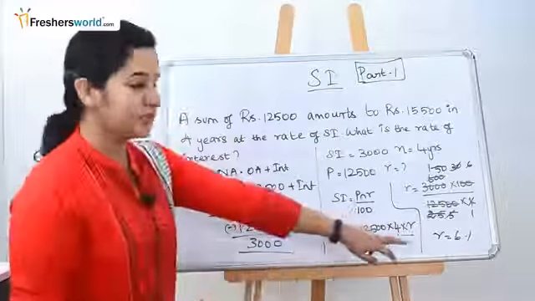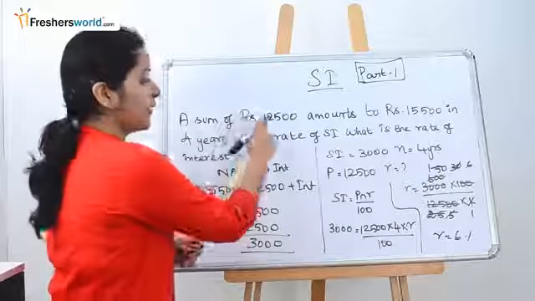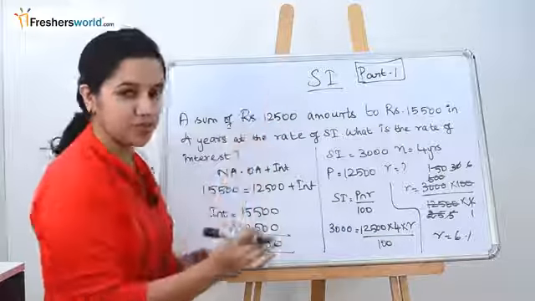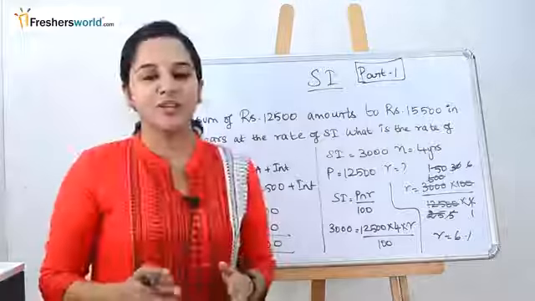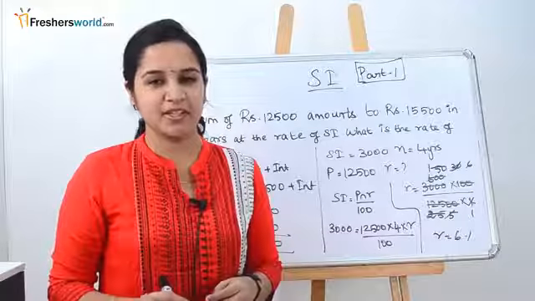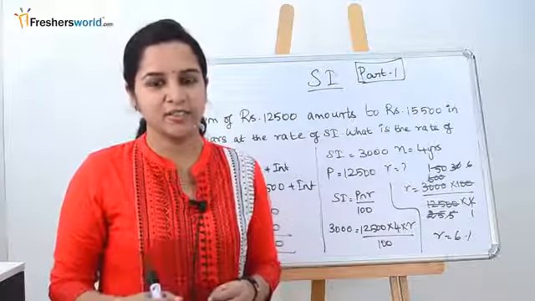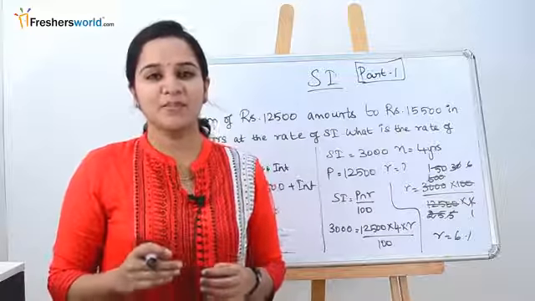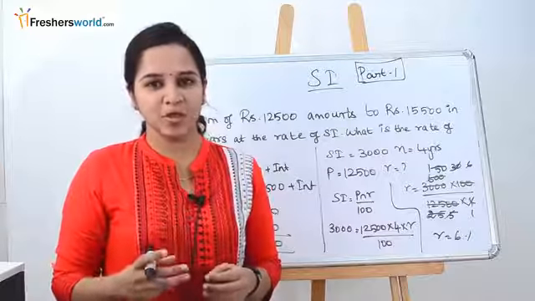So at the rate of 6%, the sum of 12,500 becomes 15,500 in 4 years. Today we got to know the basic concept of simple interest and a couple of sums to understand that concept better. In the upcoming videos we will be solving much tougher problems to understand this concept much better.